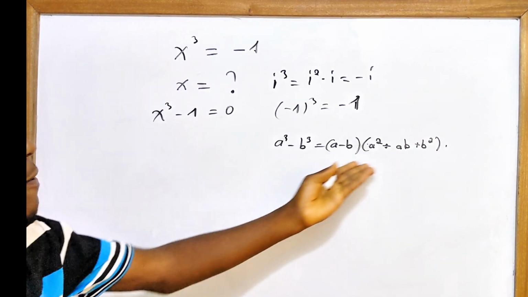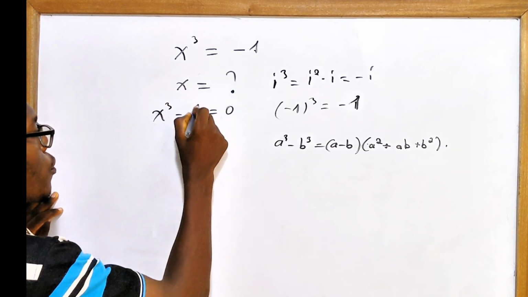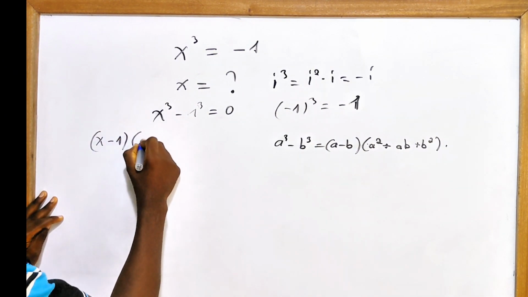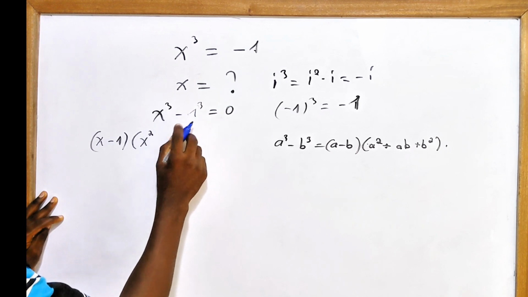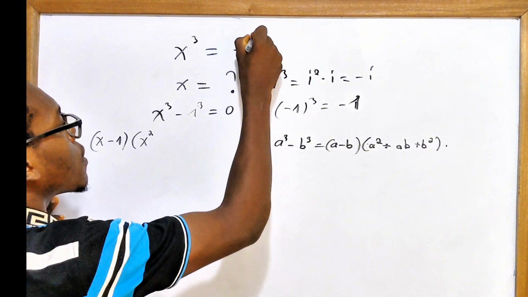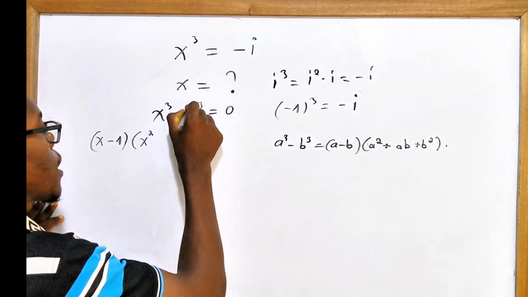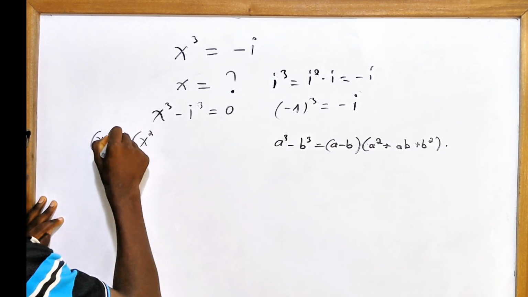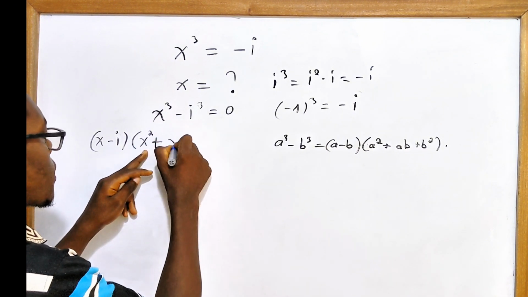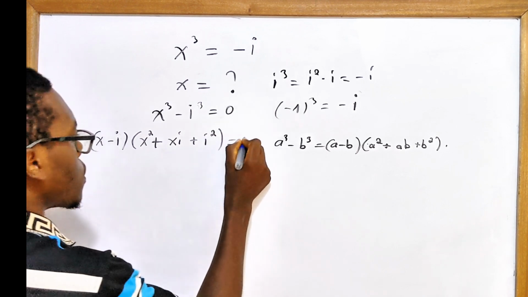Okay, we are going to apply it here to have something like this. Therefore, we are going to have x cubed minus 1 cubed. That would be what? x minus 1 into what? x squared. x minus. Okay, here is i, sorry. x was negative i. Minus i. x minus i cubed. x minus i is equal to what? x squared plus xi plus i squared equals 0.